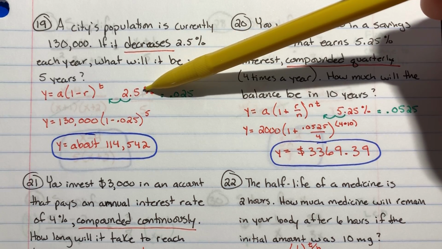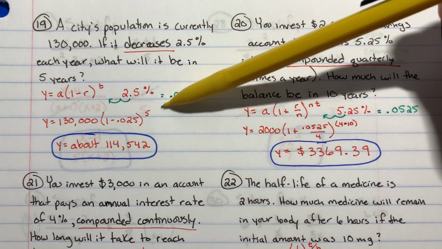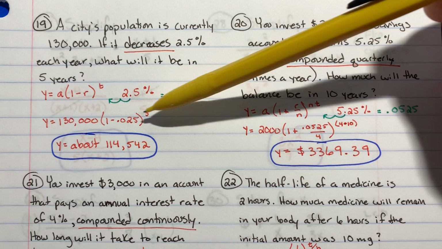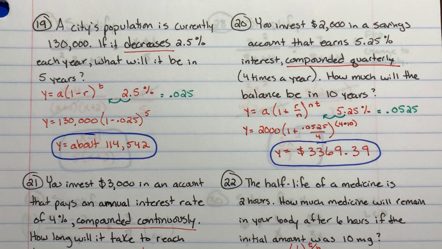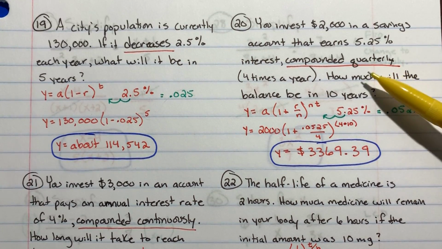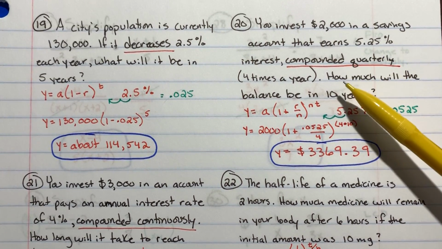Our percentage rate, which we had to convert to a decimal value, and then we're doing this for 5 years, so plug in the time, crunch those numbers, and we get about 114,542. Now here we see, in problem 20, the compounded word. Now we've got to be careful.